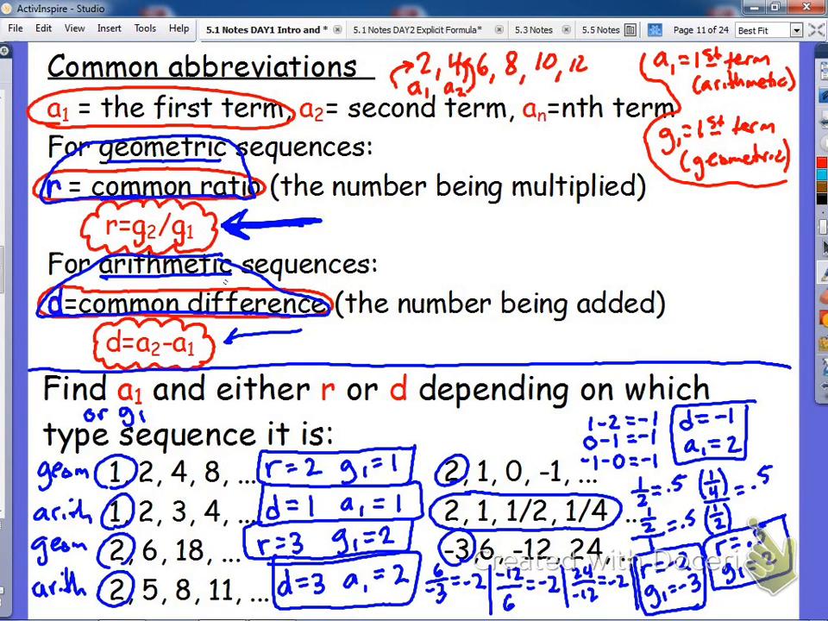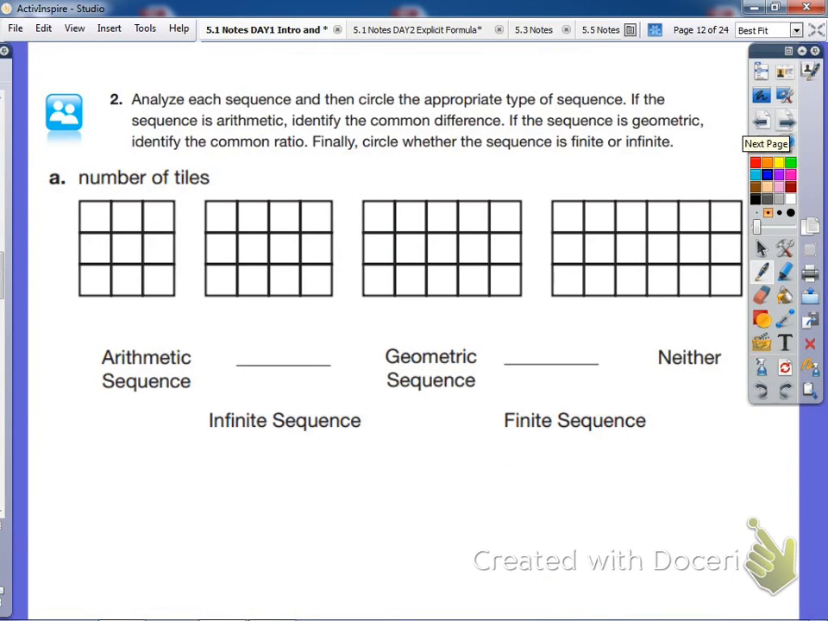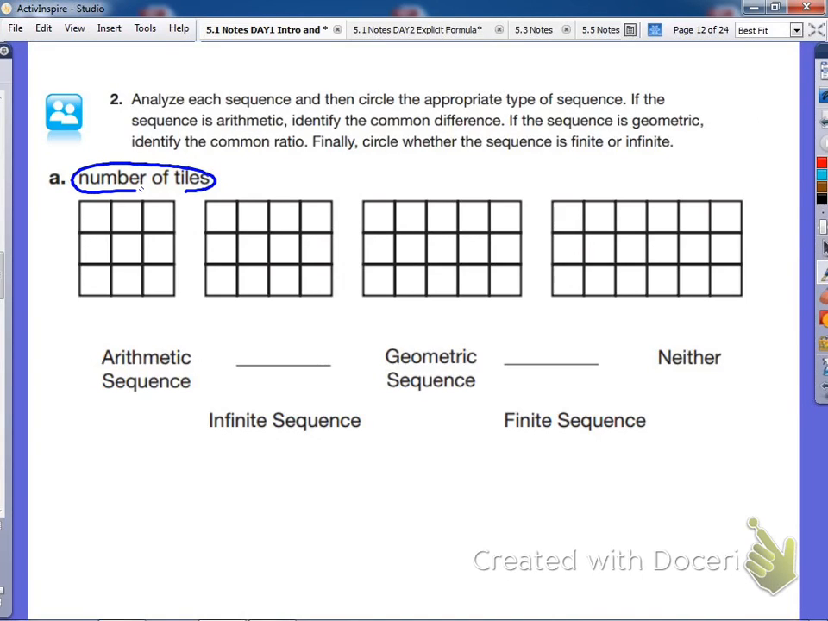We've already discussed geometric sequences and arithmetic sequences in the previous lesson. We've talked about our formula for determining the R value or the D value, the common ratio or the common difference. We've talked about how to find the first term, which is pretty obvious. It's the first term. And so now let's actually apply this to some interesting problems. Here we have the number of tiles that we're interested in.